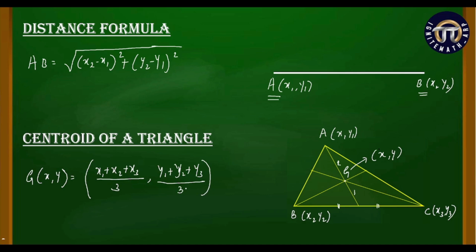This formula will give me the centroid of a triangle. Children, keep in mind, whenever you are representing coordinates of a point, make sure that you are using the round bracket. Don't use the square bracket or flower bracket. Clear, children? So we learnt about a section formula, distance formula, and a centroid of a triangle.